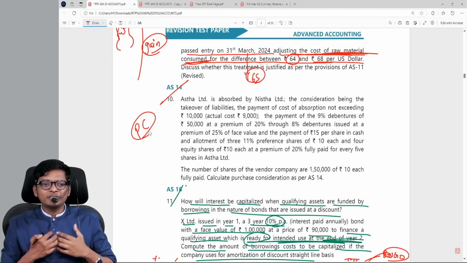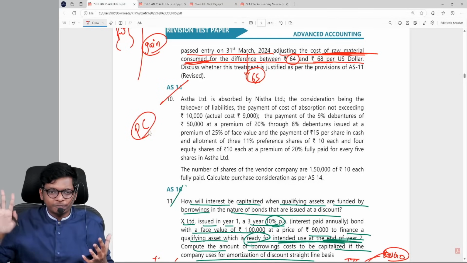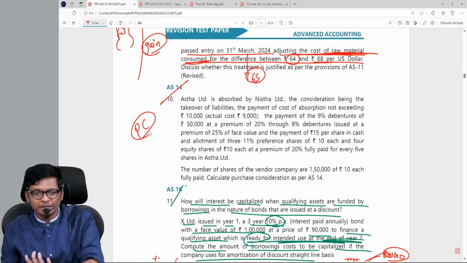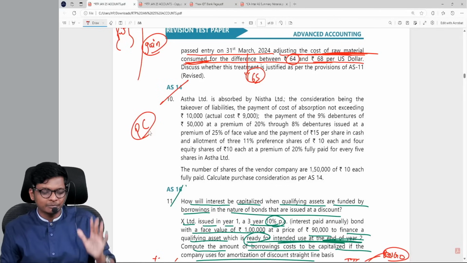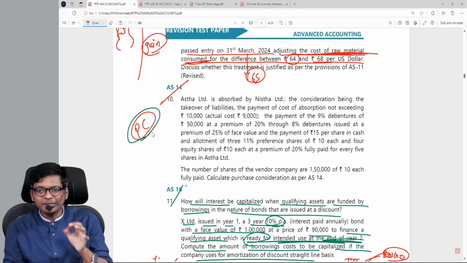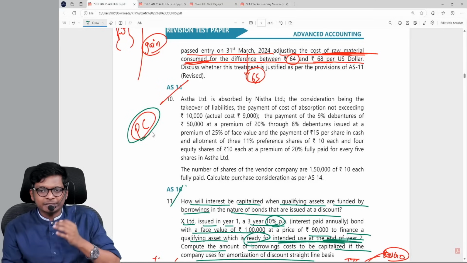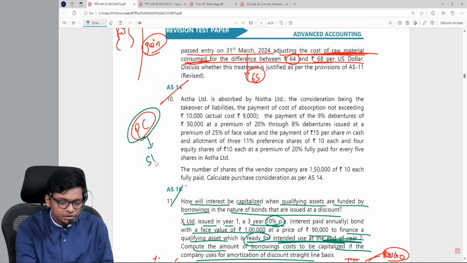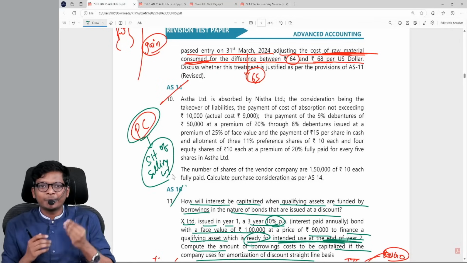We know amalgamation is of three parts: computation of PC, accounting in the books of buying company, accounting in the books of selling company. I don't know why students get confused in PC computation. The simple hack is PC is what is paid to the shareholders of the selling company and nothing else. Sometimes they will tell I paid debentures.